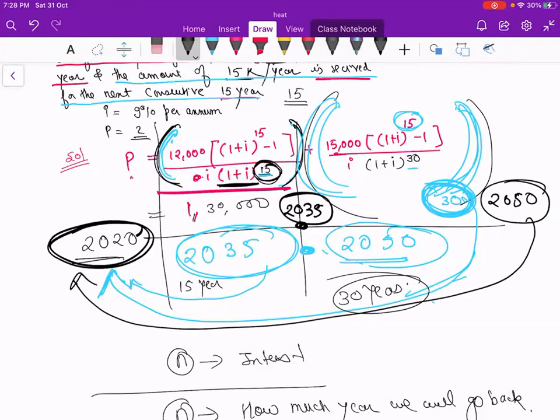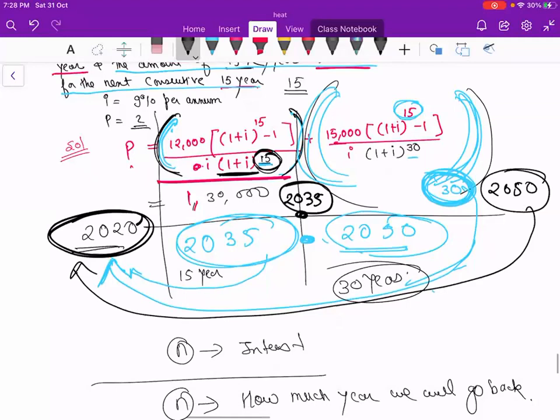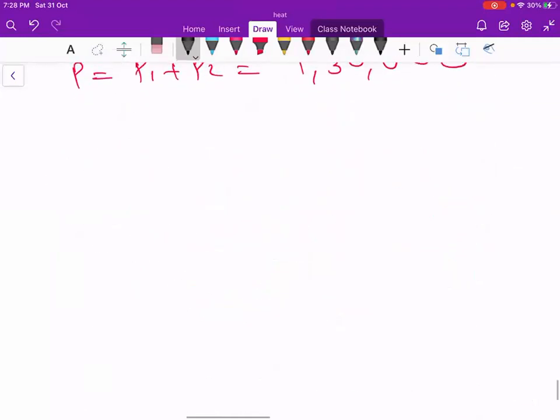Now everyone got this point? Yes or no? Please write. Everyone got this point? Yes or no, please write. Now it is clear. Mobile users also write. This is a very important question.